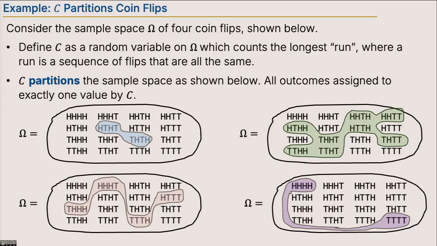Does it always have to be the longest run, or can we define different things? Yeah, so in our case, I define C as looking at the longest run. But another equally valid random variable would be the number of heads. And in that case, the 4 heads by itself would be its own event, and then you'd have all the 3 heads possibilities. So for every random variable you define, you get a different partition of the sample space.